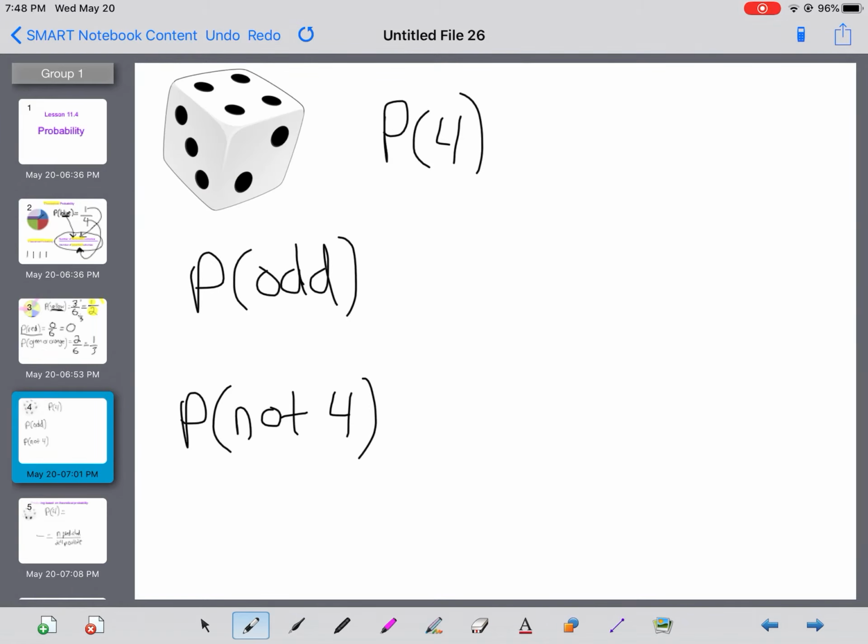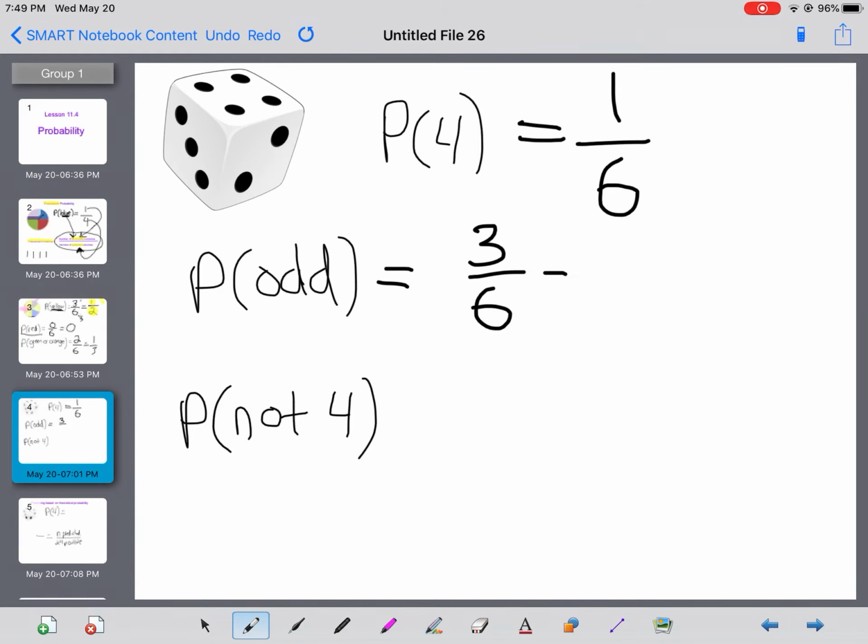Let's talk about theoretical probability when we look at a dice. What's the probability that I land on 4? How many favorable outcomes are there? There's only one. How many sides of the dice are there? 6. So my theoretical probability is 1/6. What about this? The probability that it's odd. If I think about my dice, 1, 3, and 5 are odd.